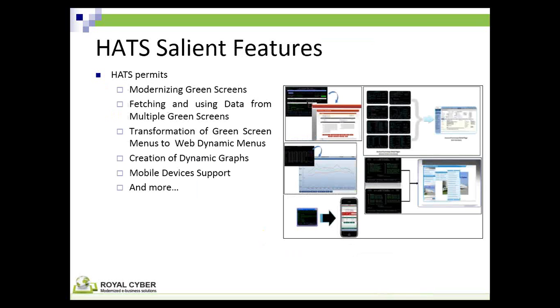So here are a few salient features that HATS offers. There are so many things that HATS can do, like modernizing green screens per the recent UI standard. You can use macros, you can apply customization and other techniques to show green screen data in an organized manner. You can also incorporate advanced controls and widgets, and HATS can be used for creating a mobile version for specific devices based on your business needs.